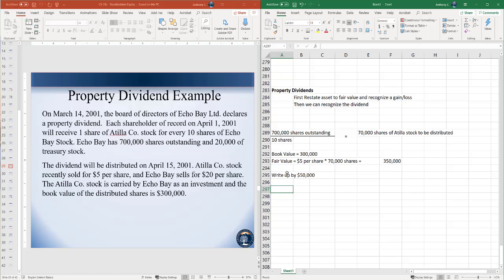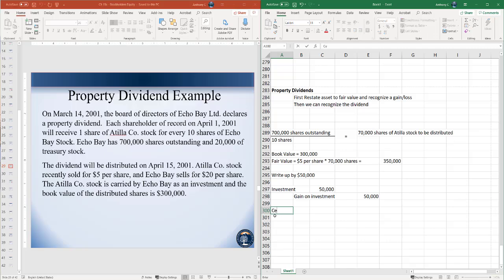To do that, again, it's carried on the books as an investment. So we'll increase the investment account by 50,000, and our credit here, where we're recognizing the increase in value, is a gain on the investment for 50,000. After we've written it up to fair value, we can now start making our journal entries.